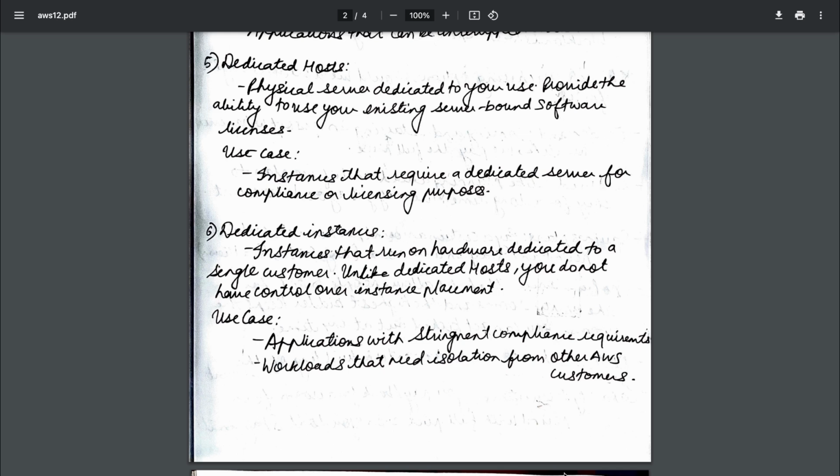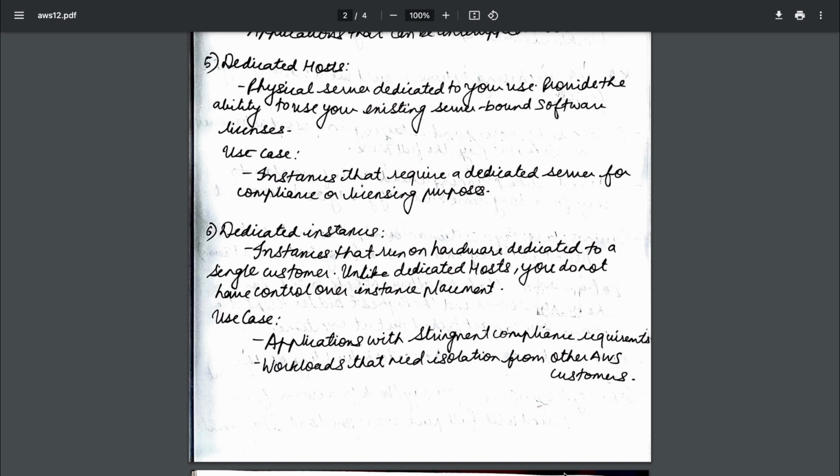So dedicated host, a physical server dedicated to your use, provides the ability to use your existing server-bound software licenses. It is ideal for instances that require a dedicated server for compliance or licensing purposes. Now, what is a dedicated instance?